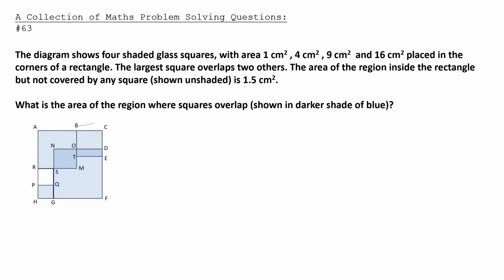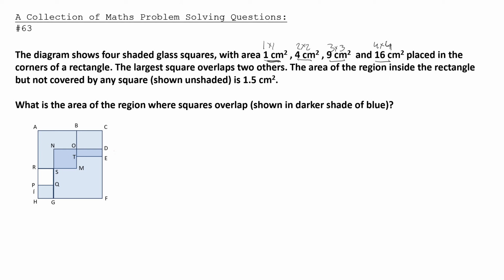Now we have to work out the sides. If it is 1 centimeter square, then obviously it's a 1 cross 1 because it's a square. 4 centimeter square means 2 cross 2. 9 is 3 cross 3, and 16 is 4 cross 4. So those are the sides placed in the quadrangle. Okay, so now we have to do the 1.5.